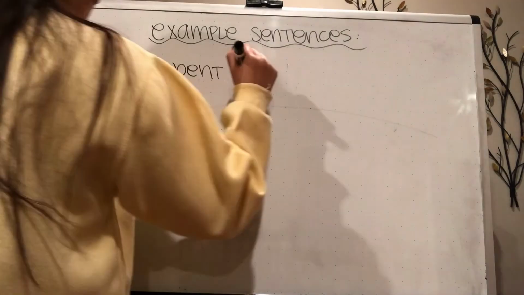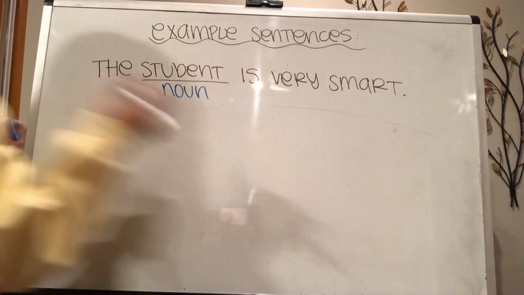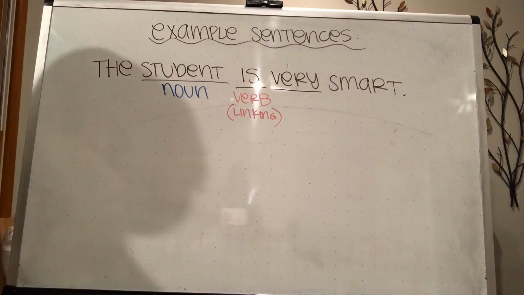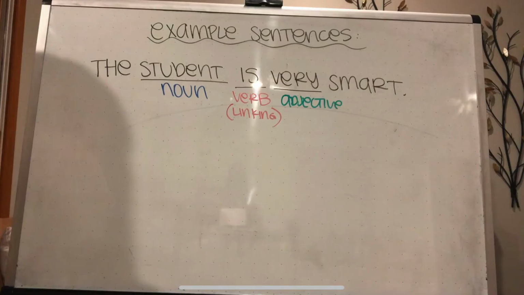Our next example sentence is going to be, the student is very smart. For this sentence, we're going to try and find the noun again, which is a person, place, thing, or idea. In this case, it's going to be the student. Then we're going to try and find the verb. In this case, it's going to be a linking verb, is. It's a linking verb because it's describing a state of being that the student is in. And the adjective is going to be very.